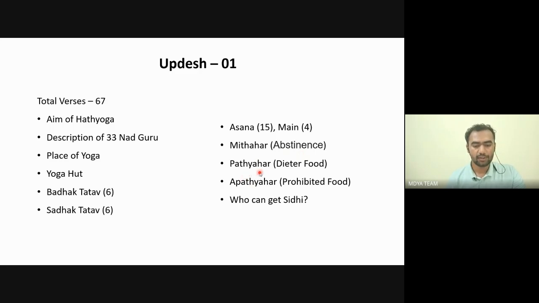And it mentions pathya ahar, meaning dietary food, which kind of food the yogi should eat. And the prohibited food, apathya ahar, which means katu, amla, lavana, tikshna, harita, shaka. These kinds of slokas are mentioned in the Hatha Pradipika. So you have to remember all the important slokas also.